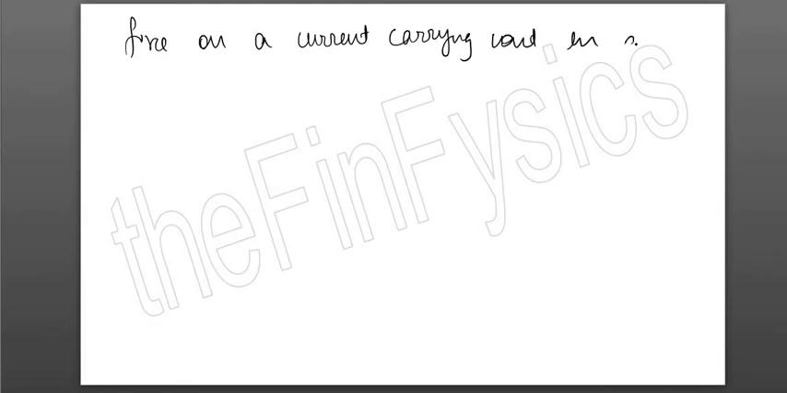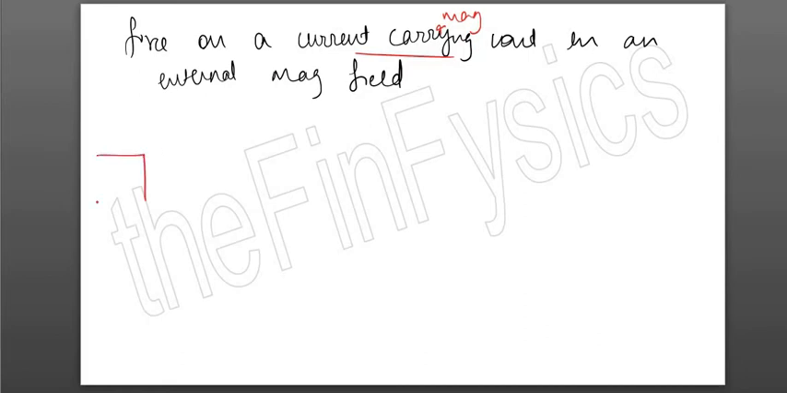The next part that you have is force experienced on a current carrying conductor in an external magnetic field. Okay, we all know a current carrying conductor behaves like a magnet. So the magnetic field of this current carrying conductor interacts with the magnetic field of the external magnet.